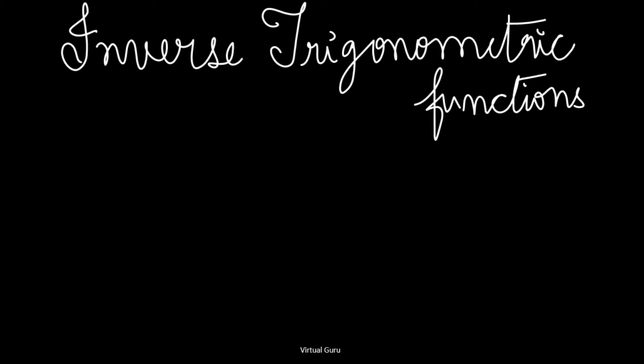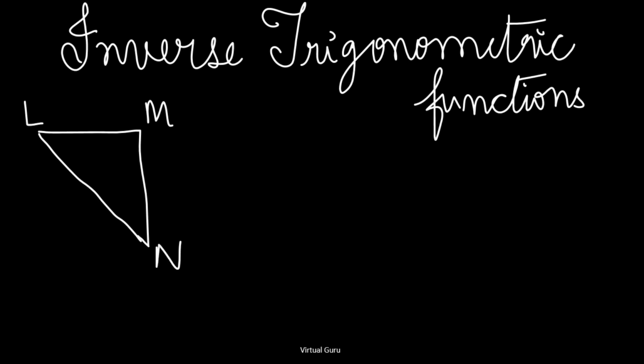I'll simply draw one triangle. This triangle has sides L, M, and N. At the vertex L, there is an angle formed which we don't know and are supposed to find. LM is of side 65 and MN is of side 35. So we have to find the angle L.